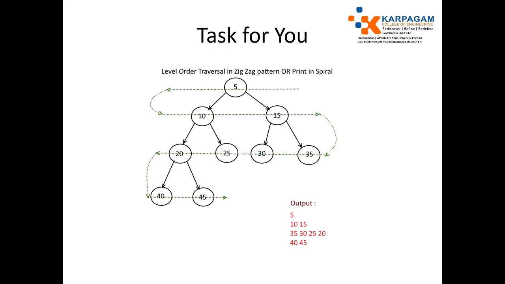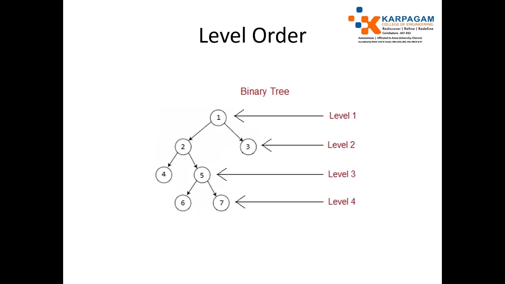Next one is level order traversal. In level order traversal, we are printing the data at every level. Here the level order traversal output is 1, followed by 2, 3, then 4, 5, then 6, and finally 7. Okay, so we are printing the data level-wise. For printing the data level-wise, we need to identify the height first. Then we can select the first level, second level, third level, and fourth level data.